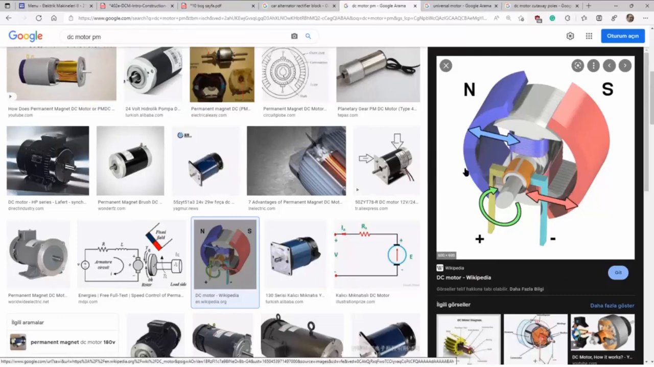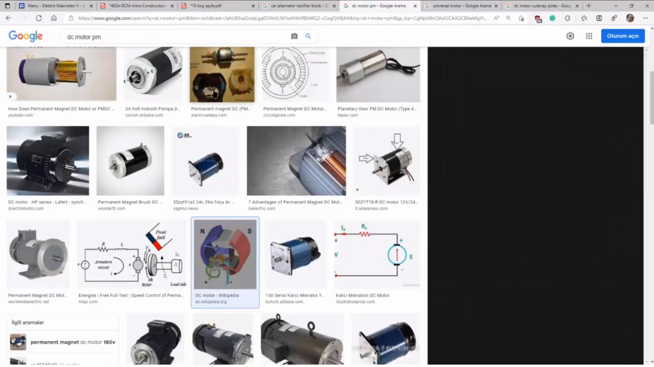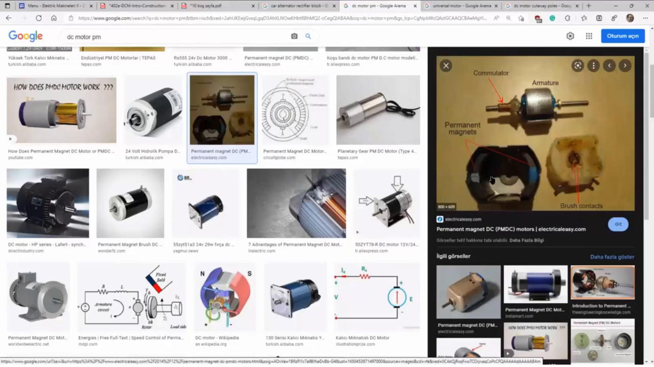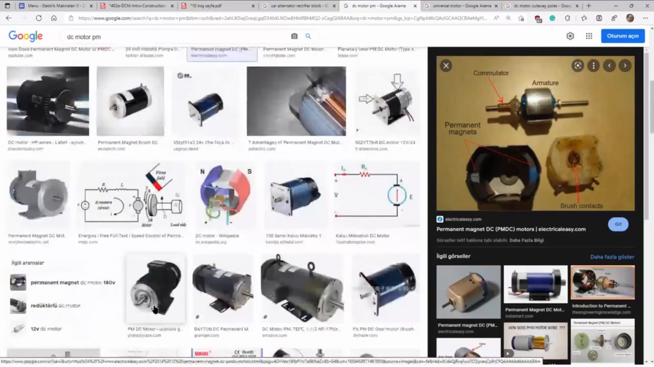To have an efficient machine, you need a full magnetic circuit like this. Magnetic field, let's say, coming from the N pole, passes through the air gap, cuts armature conductors in the rotor, and then passes the air gap, reaches the opposite pole, and then completes its circuit. Magnetic field lines must complete their circuit.